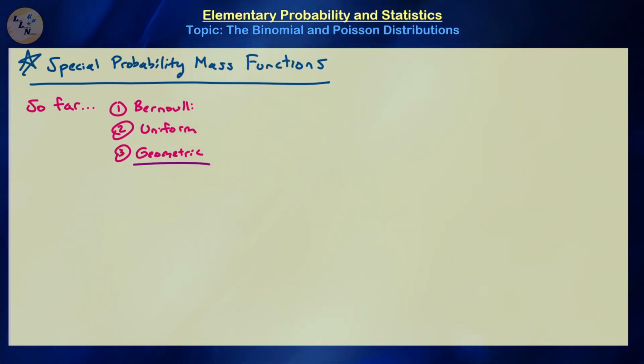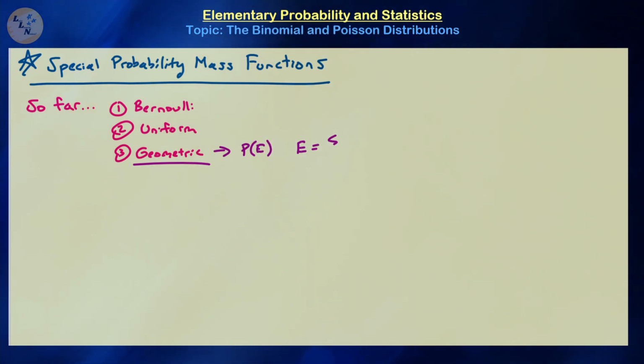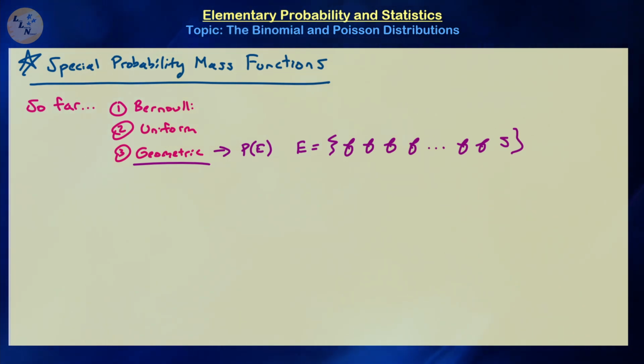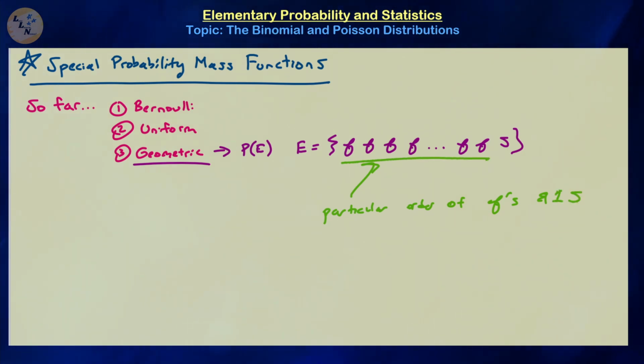What the geometric distribution does is it focuses on the probability of events of the structure failure, failure, failure, failure, all the way out to one particular success. Now in particular, this is a particular order of failures and one success, right? It's all of these being failures and one of them being a success. That's really different from saying, out of 10 trials, what is the probability that one of them is a success? So let's just write those down.